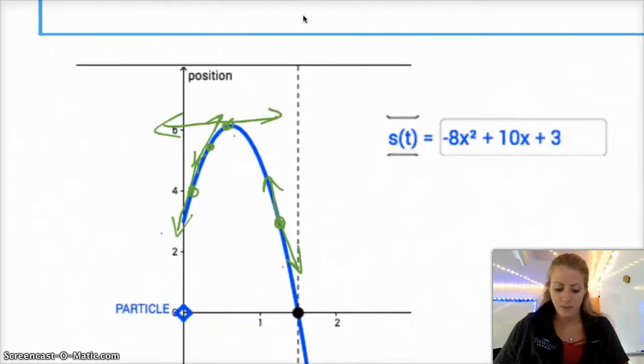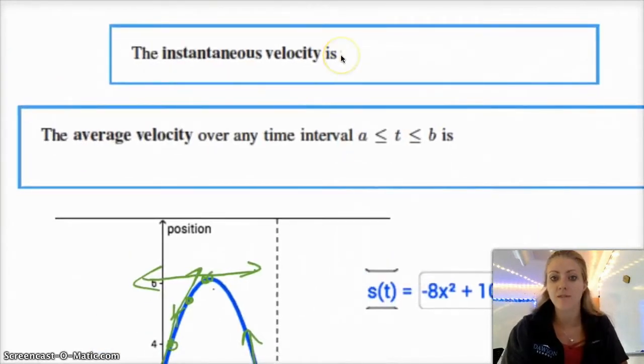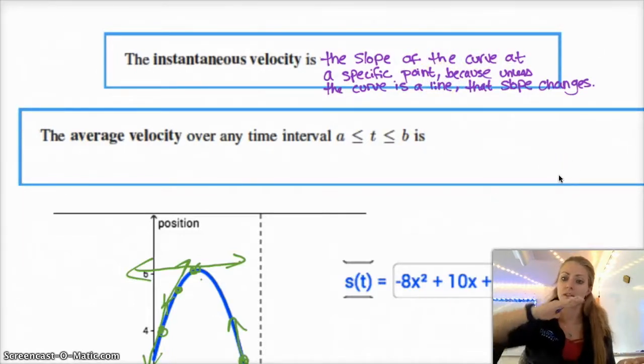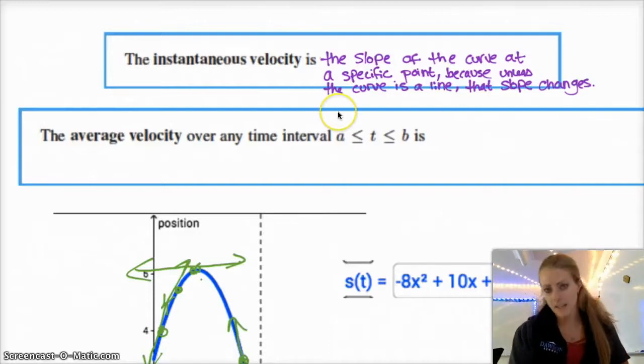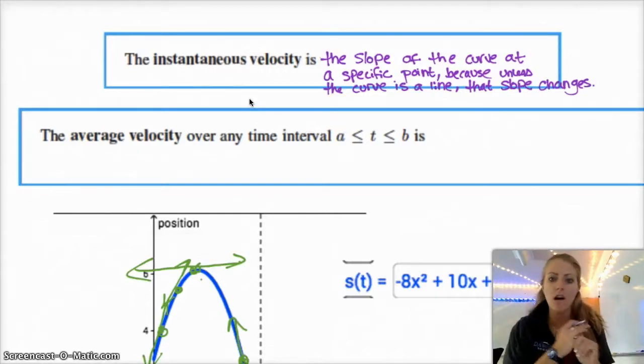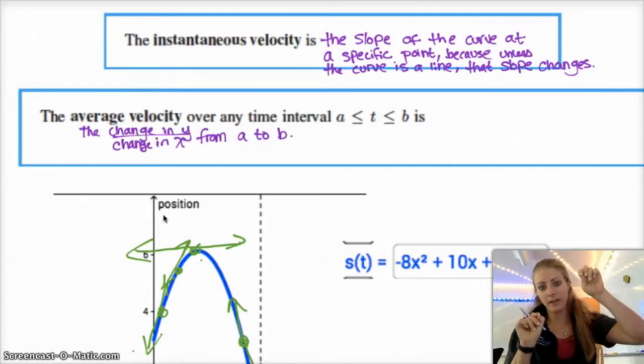And so the instantaneous velocity is finding the slope of a particular point on a graph. So the instantaneous velocity is actually the slope of the curve at a specific point. Because unless the curve is a line, that slope is going to change over time, and as does the velocity if we're talking about the position of a particle or of a person or of a car. And the average velocity is taking 2 points and finding the change in y over the change in x from those points, from A to B.